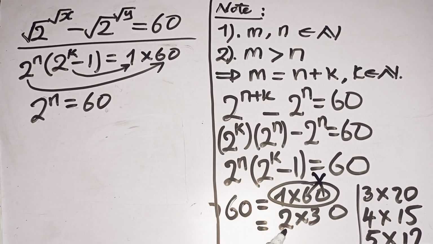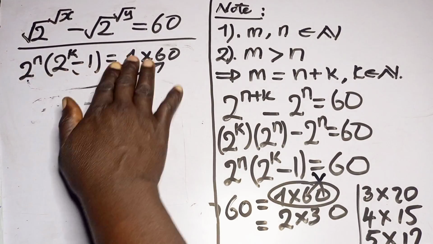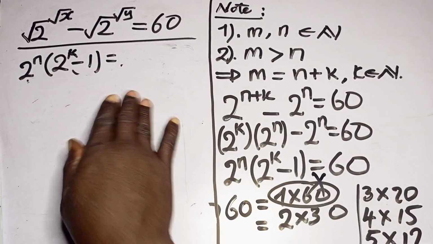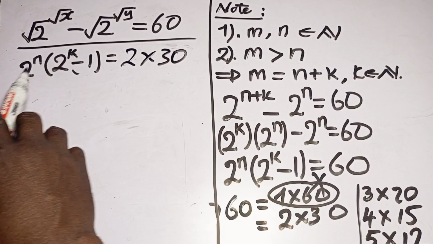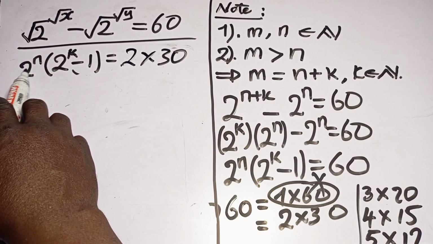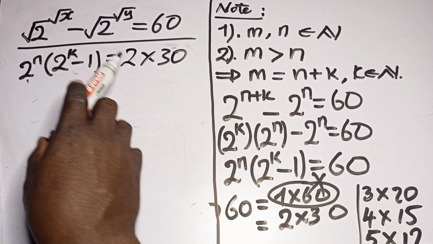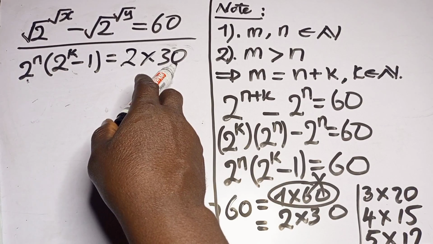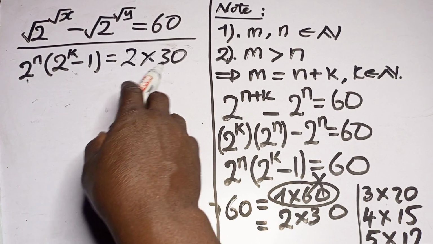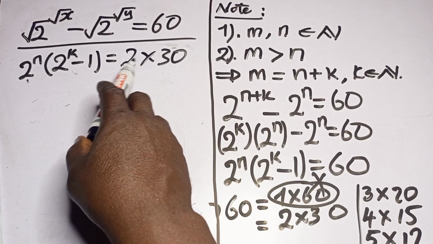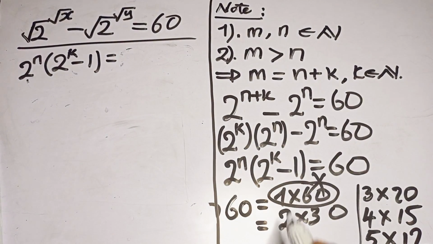Now, what about the next choice? 2 times 30. Now, look at it. We said this number must be an even number, and that this one must be an odd number. But when we look here, 2 is even, 30 is even. So automatically, this choice will not work. One of the factors must be even, the other one must be odd. So this one will not work. So we just take it off. So this one is cancelled.